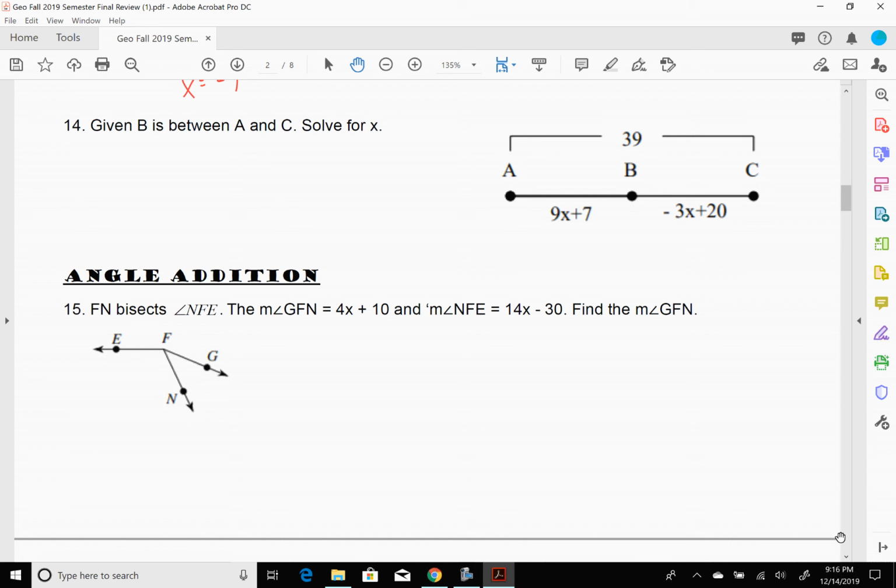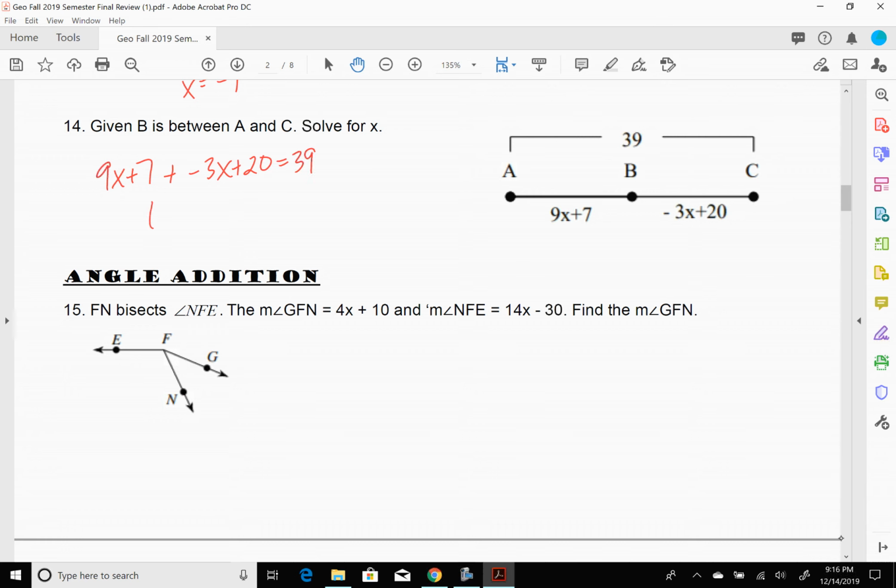Okay, it says, given that B is between A and C, solve for x. Okay, again, we don't know exactly where B is. Could be in the middle, could not be in the middle. But we just know that this part here, this 9x plus 7, and the negative 3x plus 20, if we add them, we should get the length of the whole thing, which is 39. So 9x plus 7 plus negative 3x plus 20 is equal to 39.